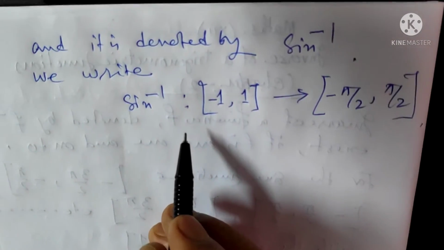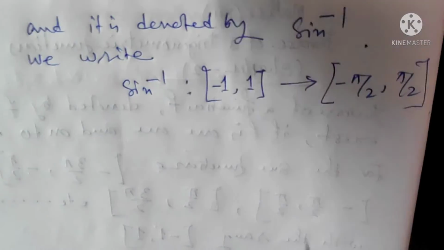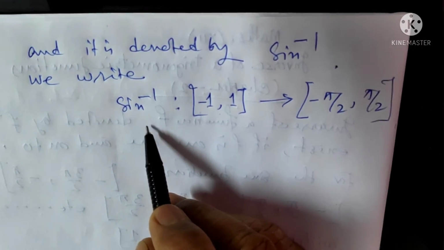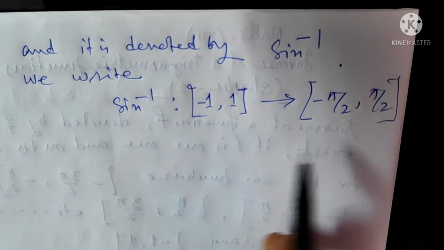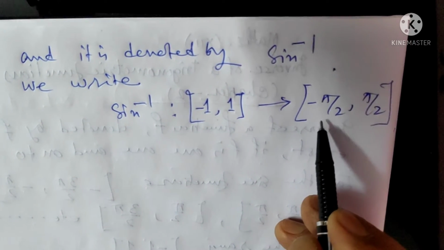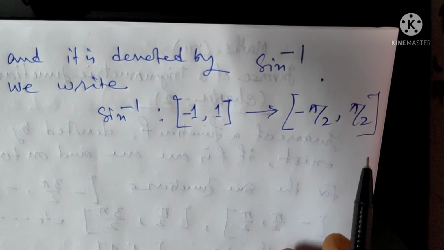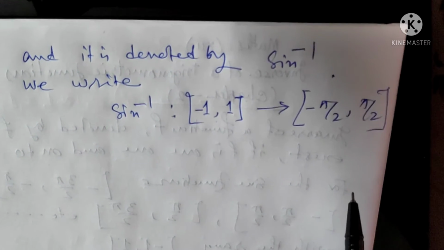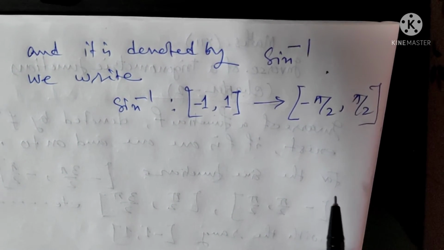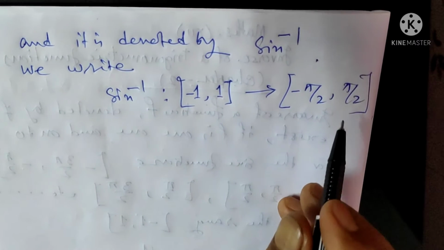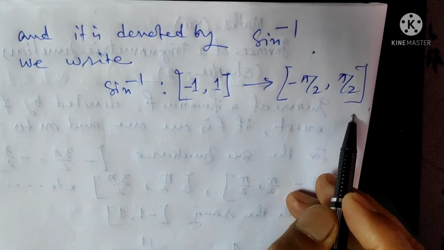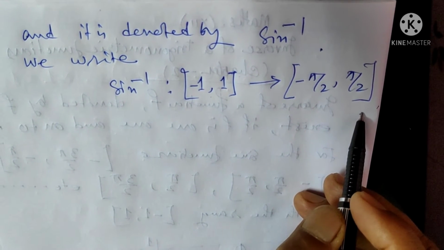The value of an inverse trigonometric function which lies in the range minus pi by 2, pi by 2, the principal branch, is called the principal value of that inverse trigonometric function.